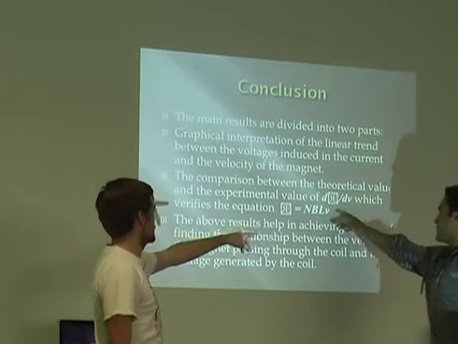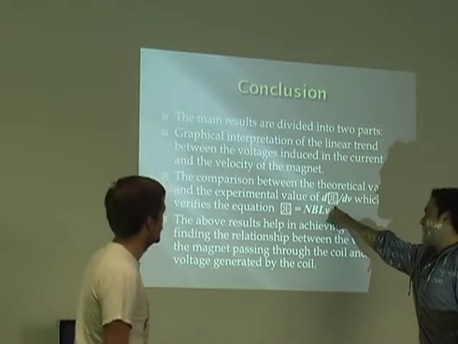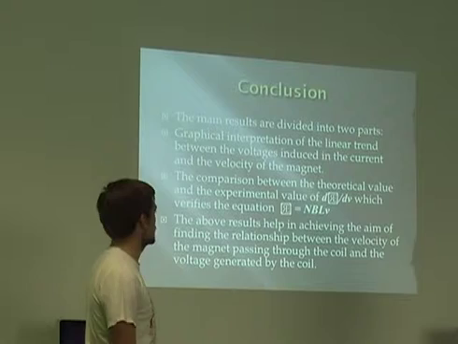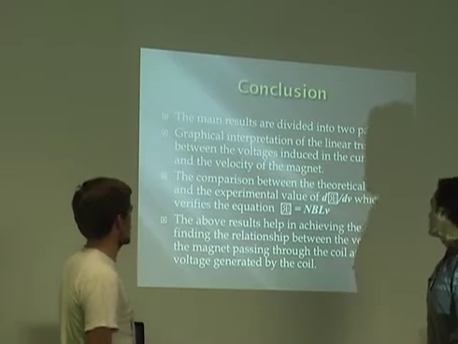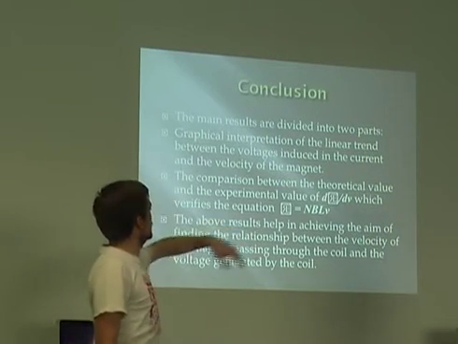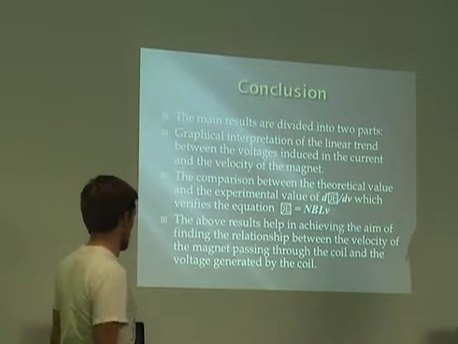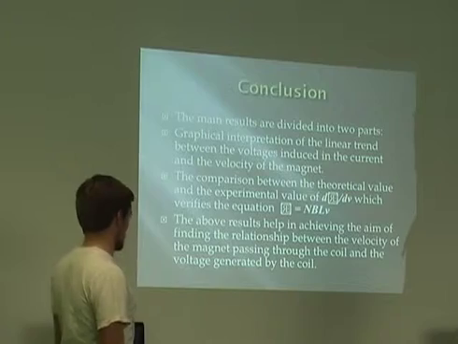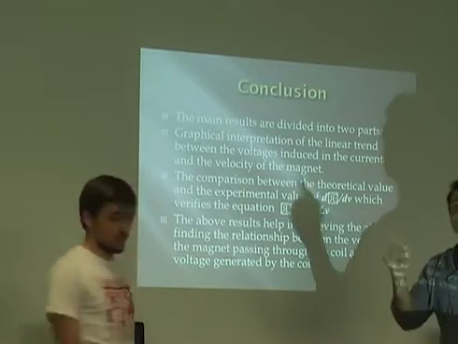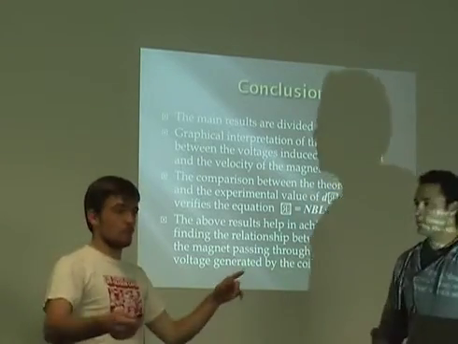That's definitely a magnetic thing. Yeah, phi. We worked that out already. Which verifies the equation dΦ equals NVLV. So the above results help in achieving the aim of finding the relationship between the velocity of the magnet passing through the coil and the voltage. And it was definitely linear, so we got it right. Good work. So we did well.